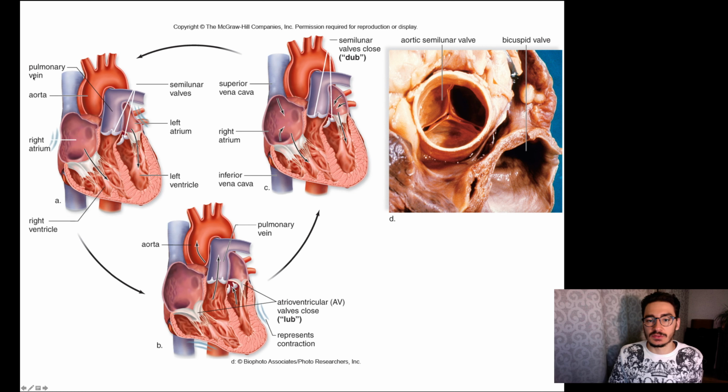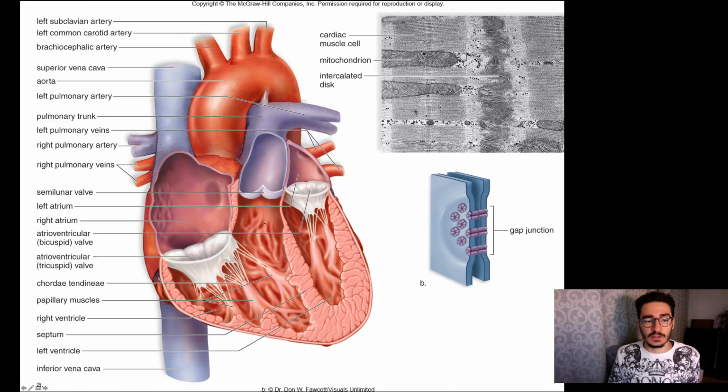Right here, this is a mistake in a name. This is not actually the pulmonary vein. This is supposed to be the pulmonary artery. I'm sorry, I forgot to change this mistake. So the actual name of this is the pulmonary artery, but it carries deoxygenated blood, right?